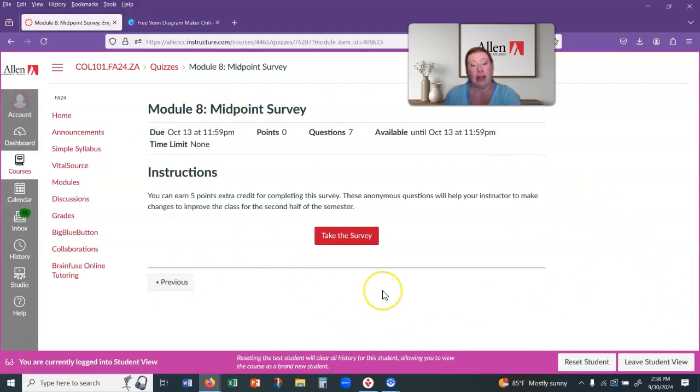The last thing in this unit is the midpoint survey, which allows you to give feedback on the class and earn some extra credit. It is anonymous, and just give me some ideas about anything that needs to be changed for the rest of the semester. Maybe I can help you out a little bit in some areas.